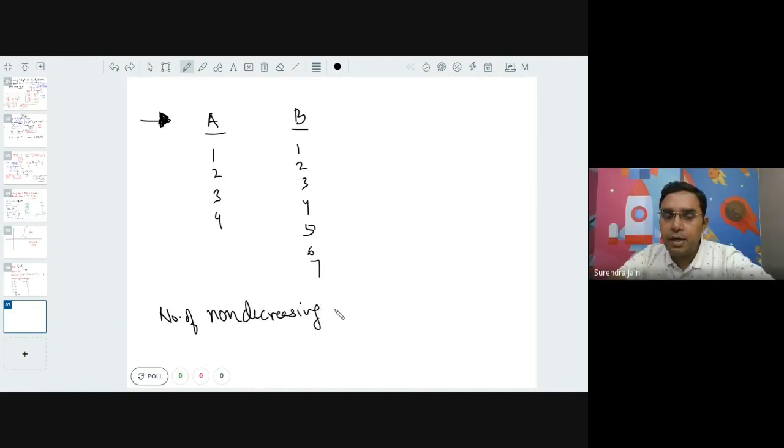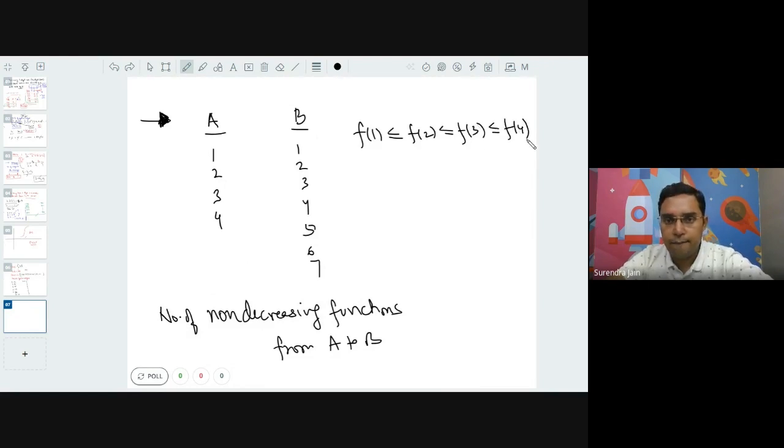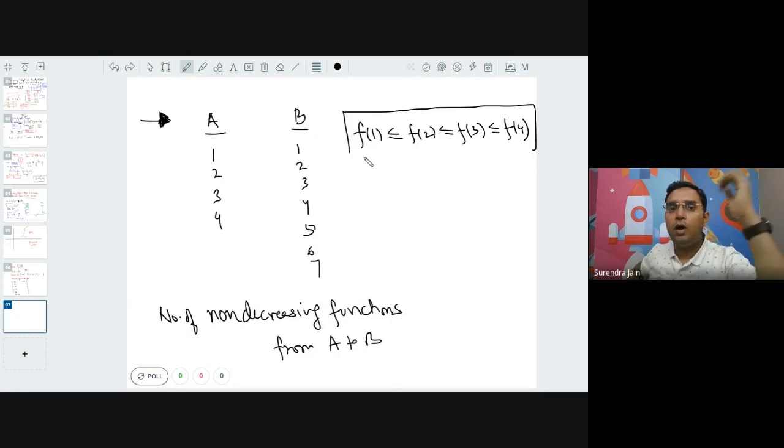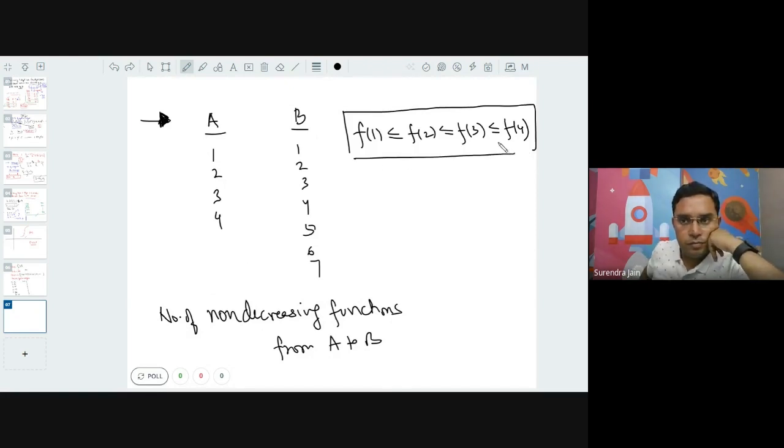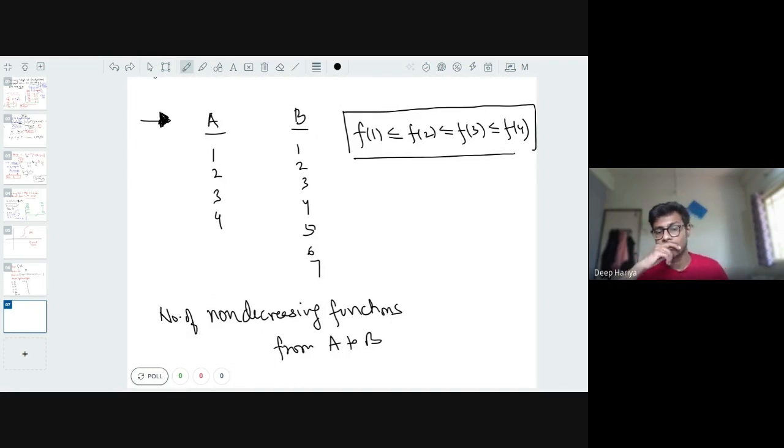Non-decreasing means F1 can be equal to F2, but F1 cannot be greater than F2. Yeah, F1 less than or equal to F2, less than or equal to F3, less than or equal to F4. That's correct. You have to count how many such functions there can be. Okay, so we can start from A4, so like F of 4 equals 1. This gives only one possibility for all F, so like f of x equals 1.